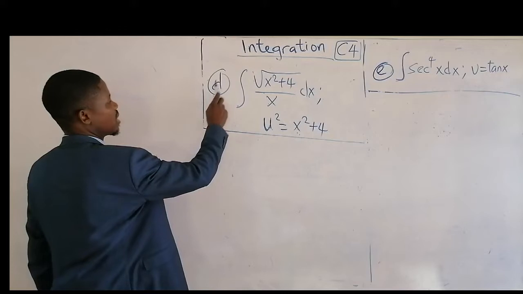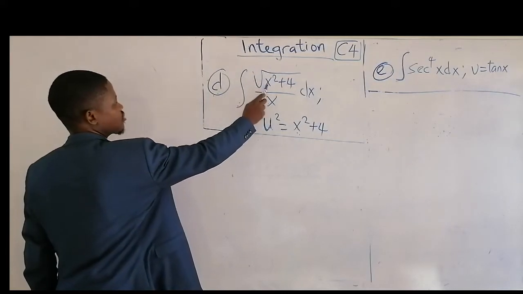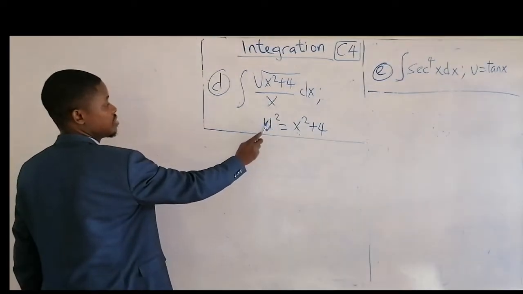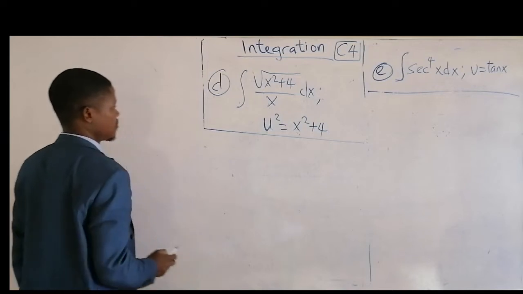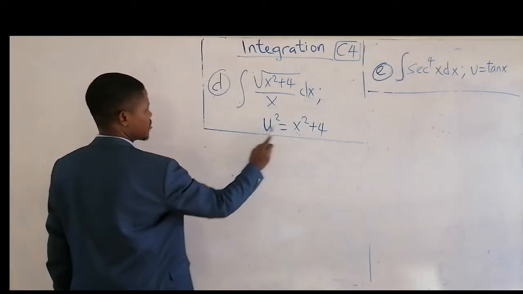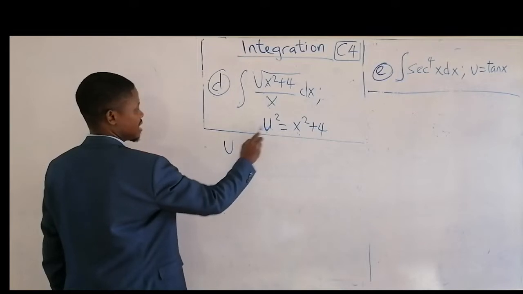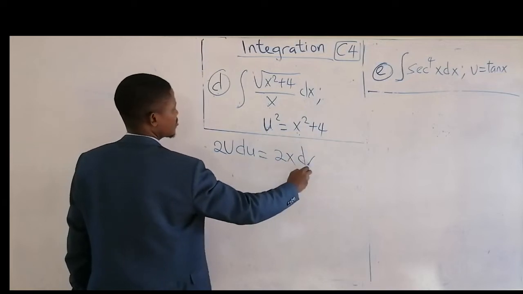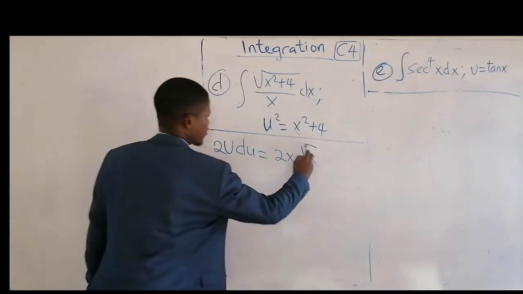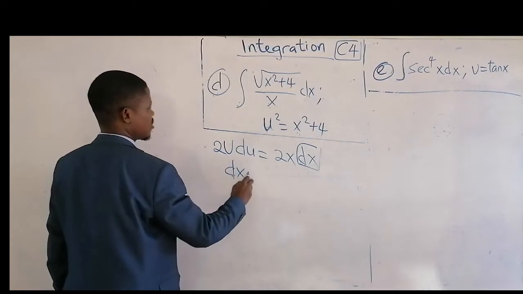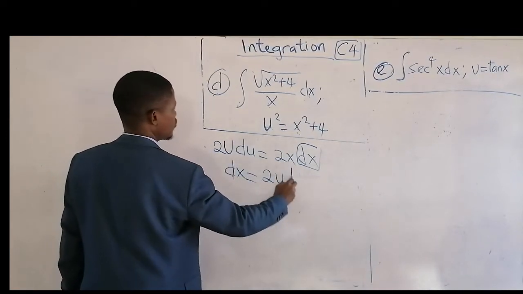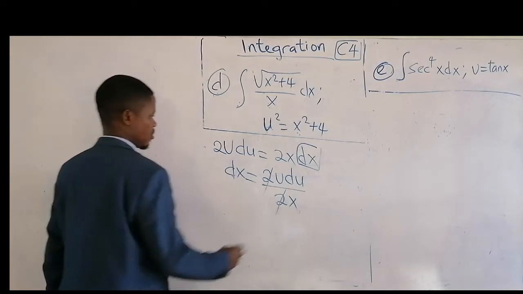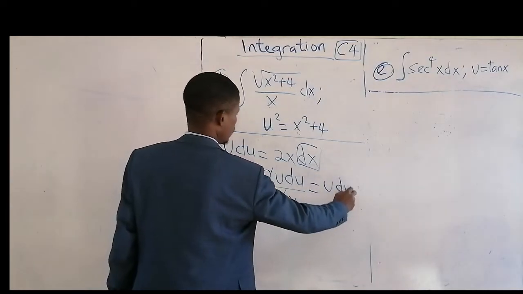Question D, we have the integral of the square root of x squared plus 4 all over x dx. And then we have the substitution, u squared equal to x squared plus 4. Okay, so I'm going to start from this substitution. So u squared, differentiate this, and that will be 2u du equal to 2x dx. Then make dx the subject. dx is equal to 2u du all over 2x. So 2 will cancel. So we have u du all over x.